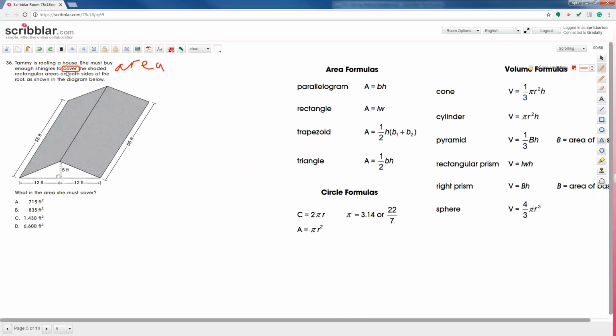So buy enough shingles to cover the shaded rectangular areas on both sides of the roof as shown in the diagram below. What is the area she must cover? So looking at the shape, they tell you, I should have highlighted more key rectangular areas.